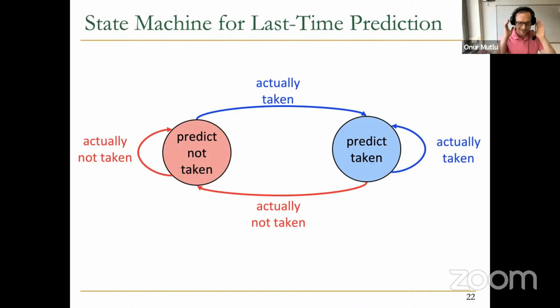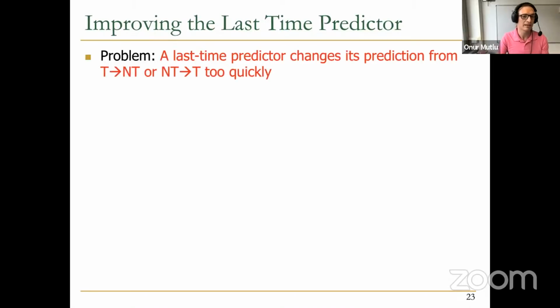Basically, you can think of this as a belief system, right? You have some belief based on some evidence, and you believe that this branch should be predicted taken. But if it's not taken, then you quickly say, oh, it should be predicted not taken now. You are changing your belief system very quickly. And this may not be very good because usually the branch behavior may not change immediately with one single opposing outcome. And we're going to improve on this.